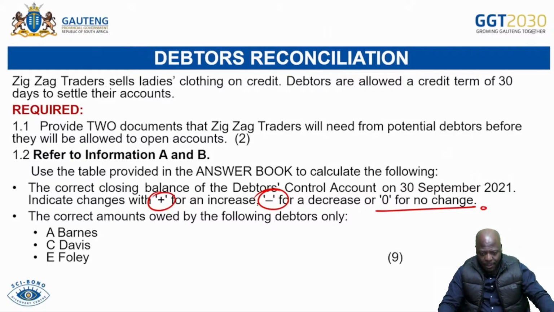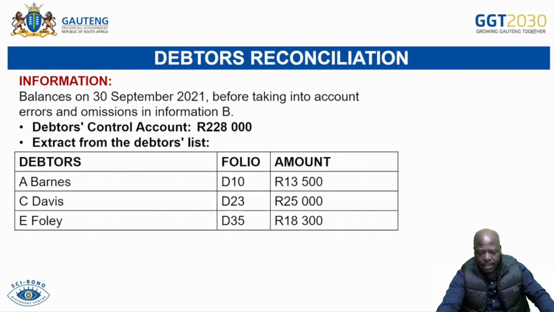And then the correct amounts owed by the following debtors only. So we're looking at Barnes, Davis, and E. Foley. And these are the amounts. So if you look at these amounts, and then you see that this is the debtors control balance of 228,000. So it's going to be almost the same procedure as what we did with the creditors.